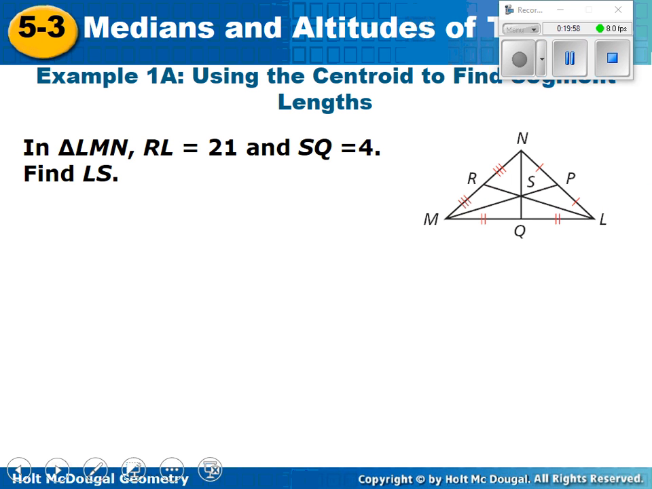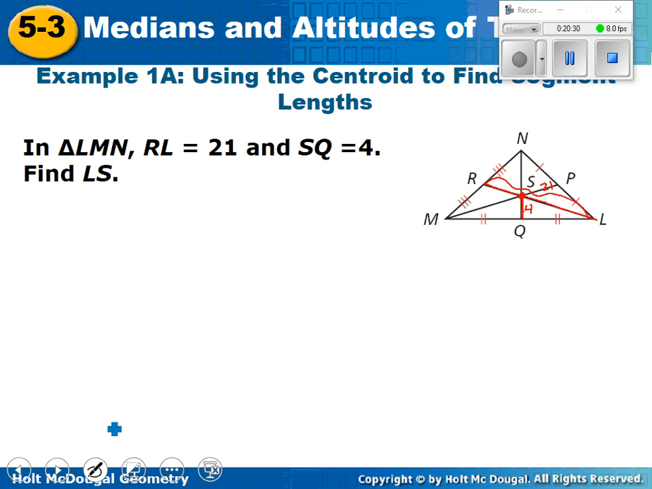So in triangle LMN, RL is 21. SQ is 4. RL is the whole median here, and that whole distance is 21. SQ is just this little part here. The question here says find LS. So the first thing I would ask you is, what is point S called in this picture according to the markings?